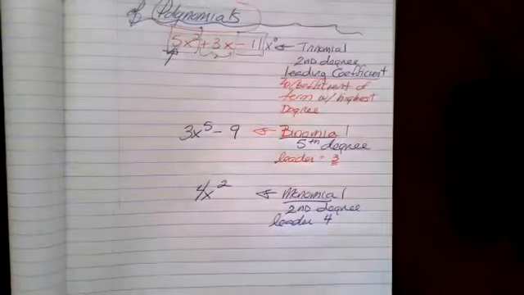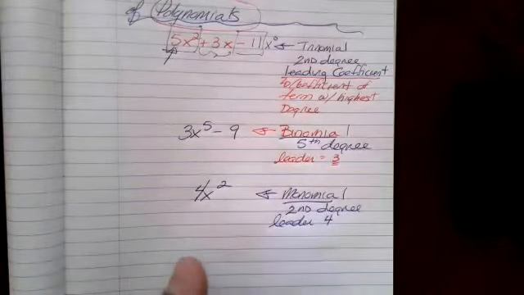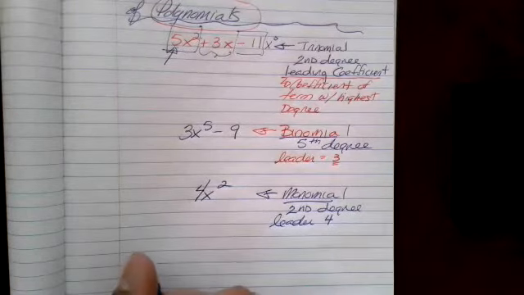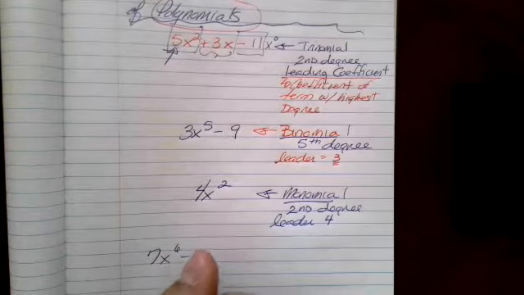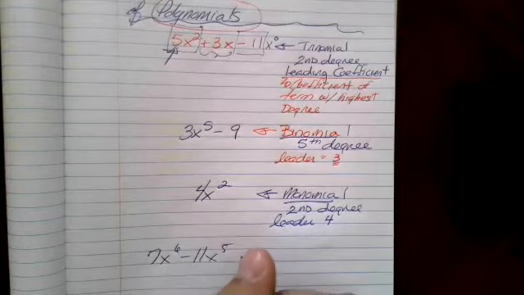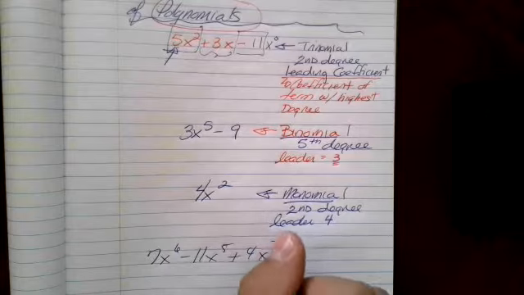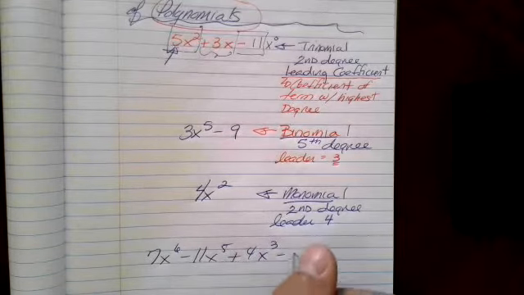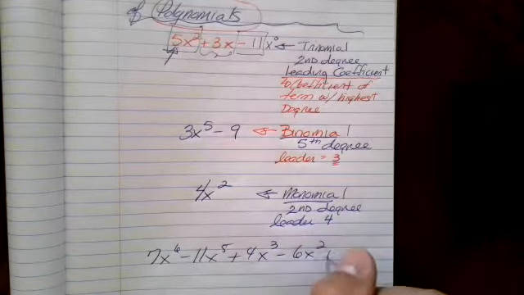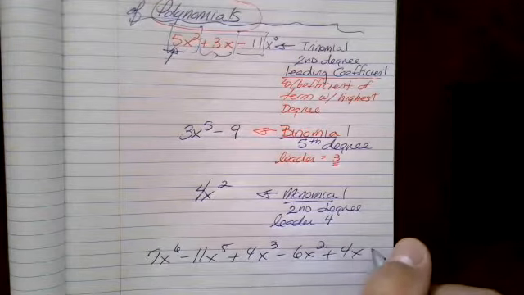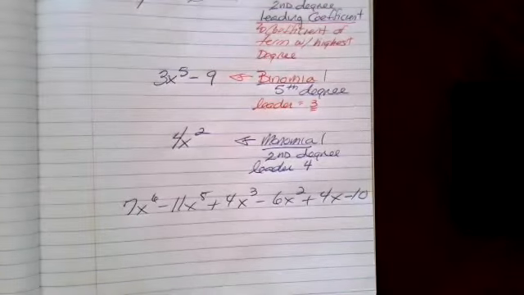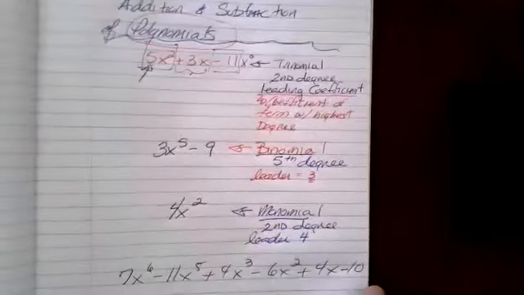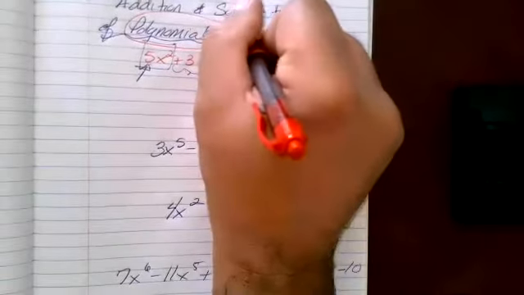You know, you could have a 10th degree polynomial or a 5-term polynomial. You could have like a 7x to the 6th minus 11x to the 5th plus 4x to the 3rd minus 6x squared minus 10. Right, this is a polynomial. Again, I said a lay term for a polynomial would be one or more terms.